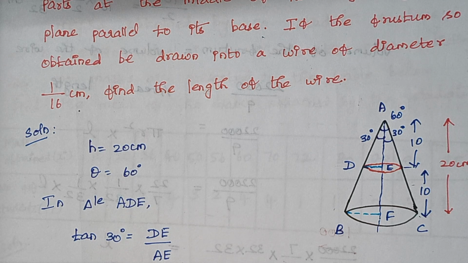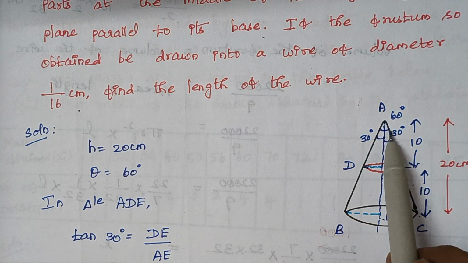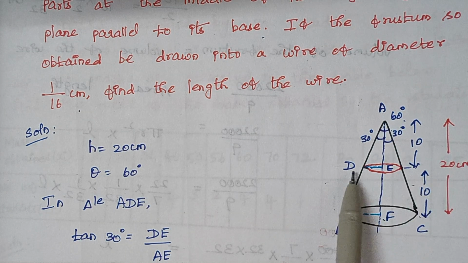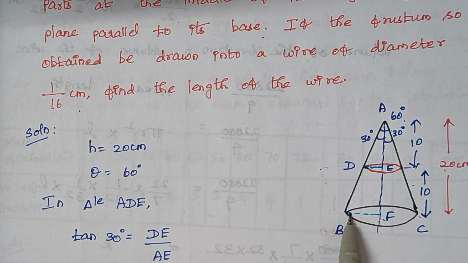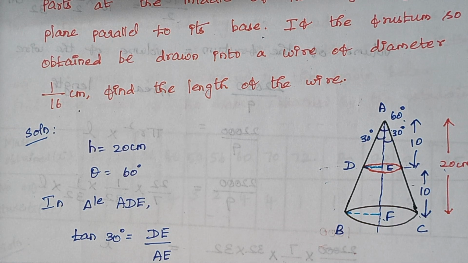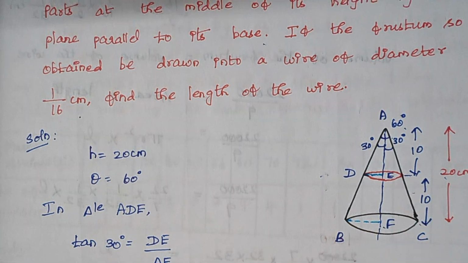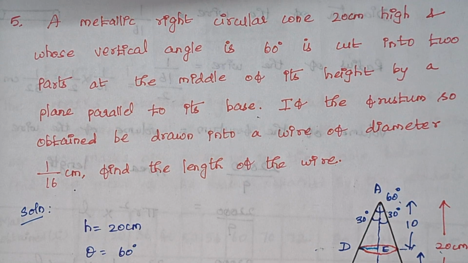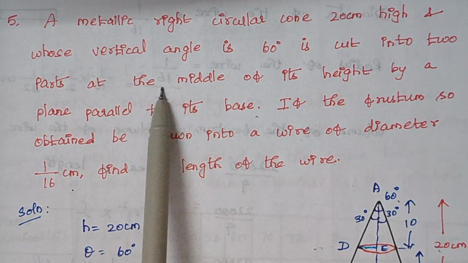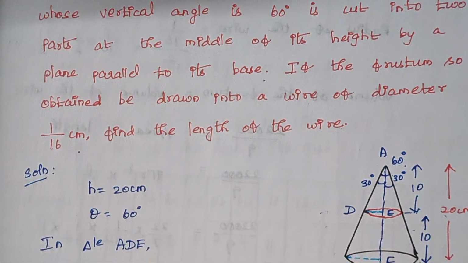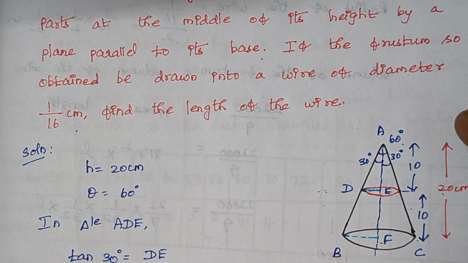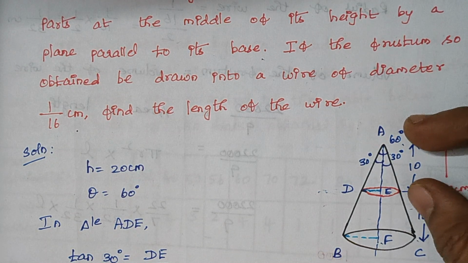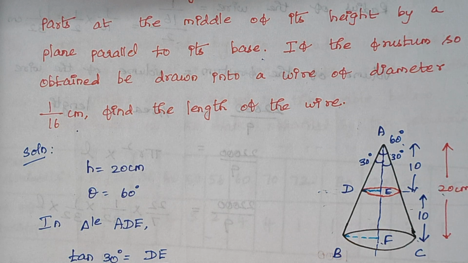Right. So first, this is our given problem whose height is 20 centimeter and whose vertical angle is 60 degrees. And it is cut like this. Okay, this cone is cut like this and therefore here we do have a frustum like this. So, you see, it is given clearly in the problem at which place we are cutting the cone, here at the middle. Therefore, we have cut the cone in the middle. So, this 20 centimeter is nothing but here it is 10 centimeter and here it is 10 centimeter.